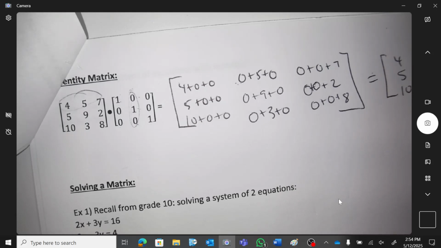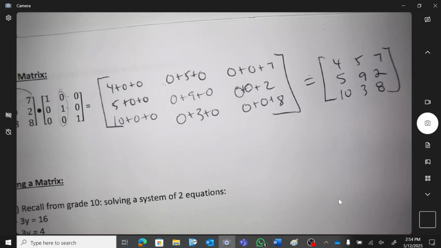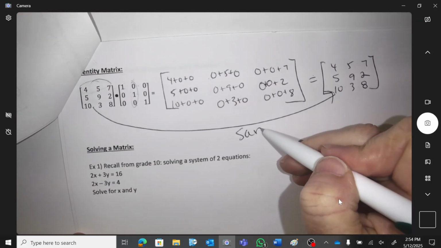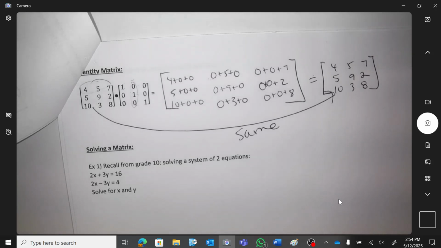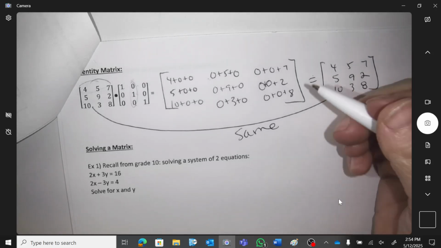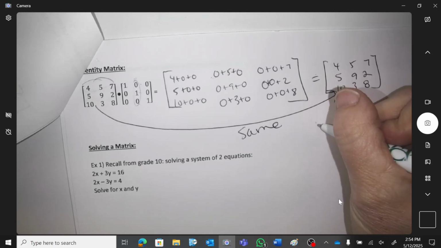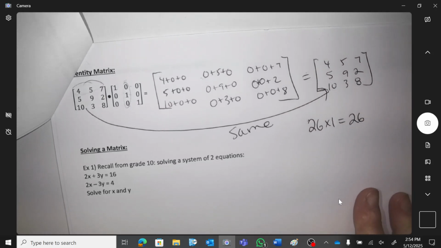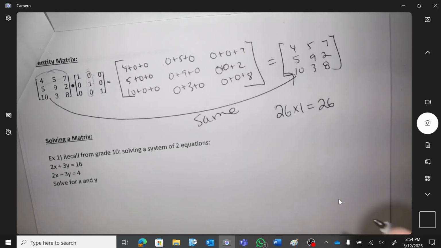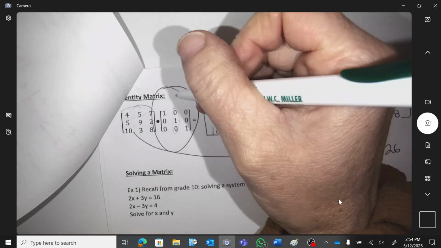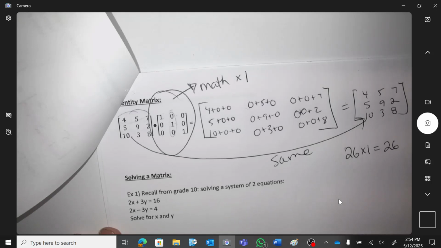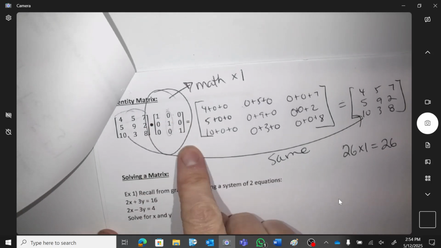What do you know about your answer? It's the same. So in math, if we ever did something like 26 times 1, you get 26, right? Okay, timesing by 1 just gets you the same thing. This is that, but in matrix form. It's like math timesing by 1. So it looks like this.